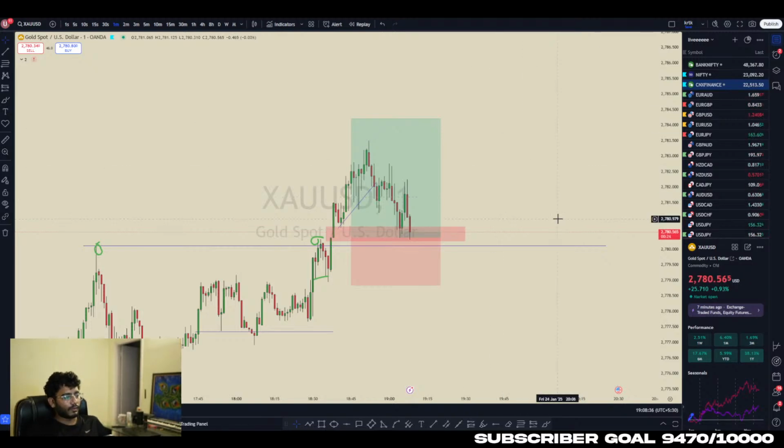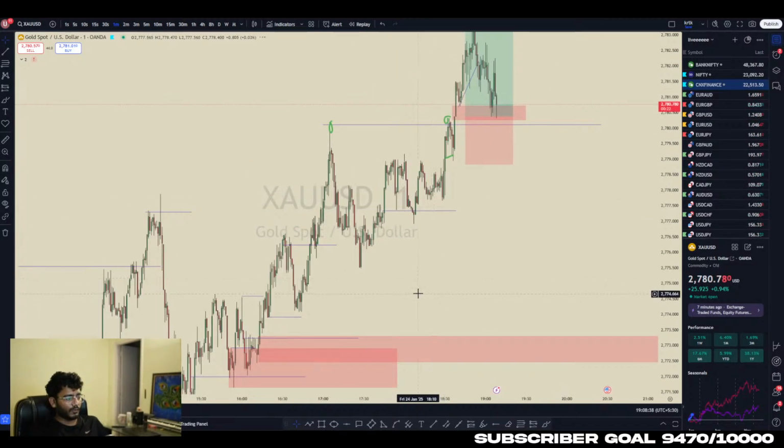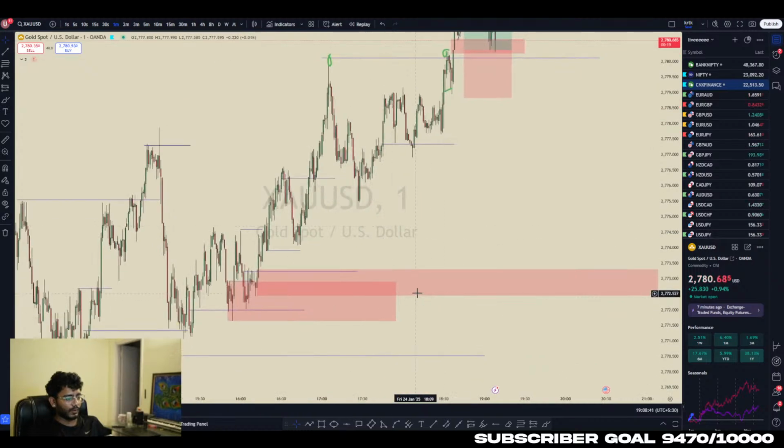If price hits this stop loss, then probably we don't have an entry here. We have only entry here.